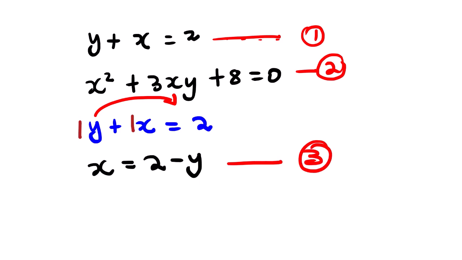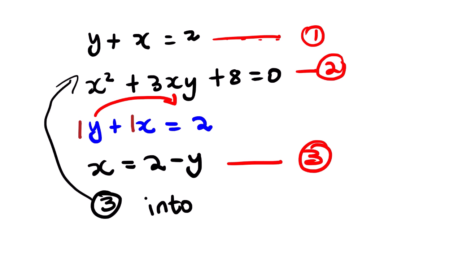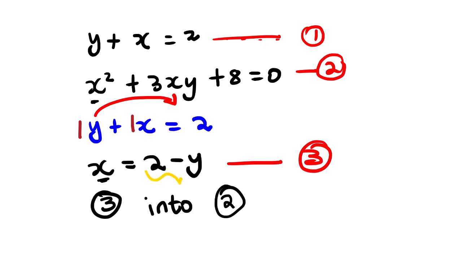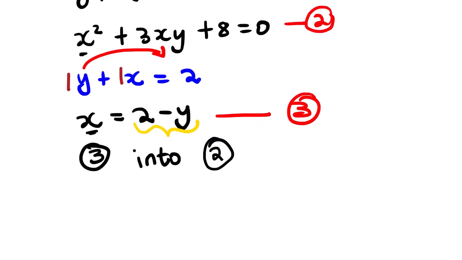Then from there, we are going to take equation 3 and substitute it into the equation which we didn't choose. We cannot substitute it back into equation 1, because we chose equation 1 to generate equation 3. So the equation that we didn't choose is equation 2. So we are going to substitute it into equation 2. Basically, where we see x in equation 2, we are going to substitute it with 2 minus y. That is what we are going to do.